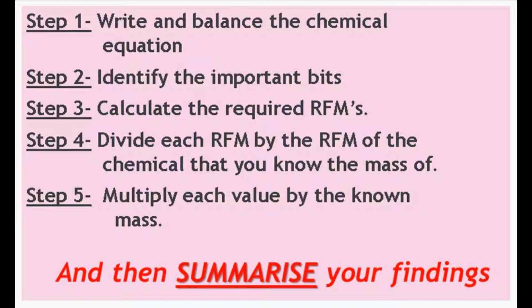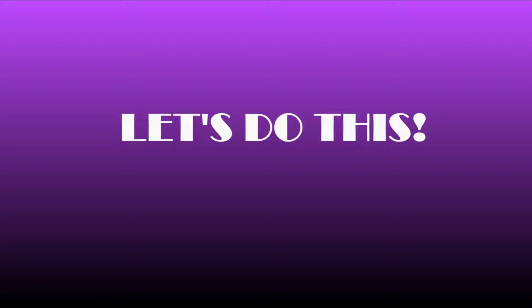Step 4 is slightly confusing on face value, however, if you actually have a go at it in an equation, it starts to make more sense. What you have to do is divide each relative formula mass by the relative formula mass of the chemical which you were given the mass of in the question. This is easier to understand once we have a go at a proper question. Step 5. Multiply each value by the known mass. Okay then, let's do this.